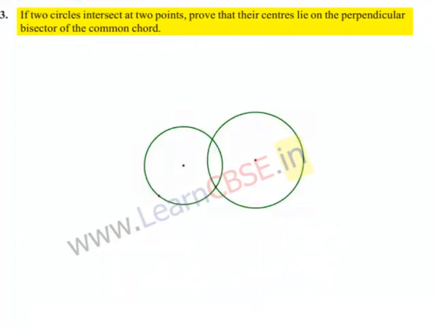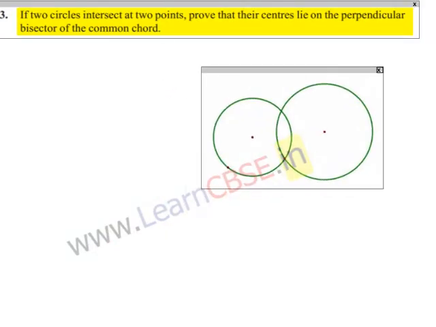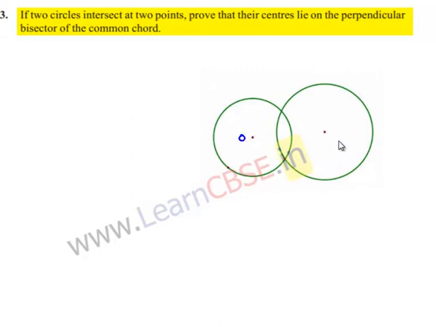Let us consider two circles as shown in the figure. Let their centers be O and O', and they intersect at the common points A and B, so AB will be their common chord. We need to prove that OO' is perpendicular to AB. Let us assume that OO' intersects AB at M, and AM is equal to MB.